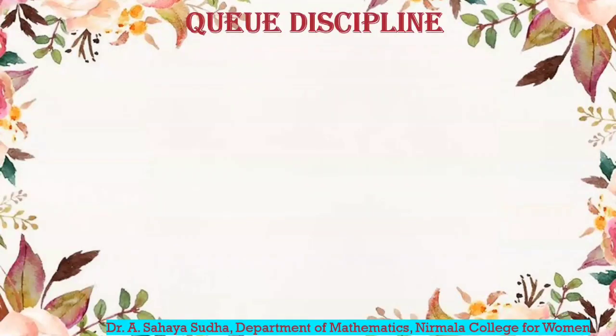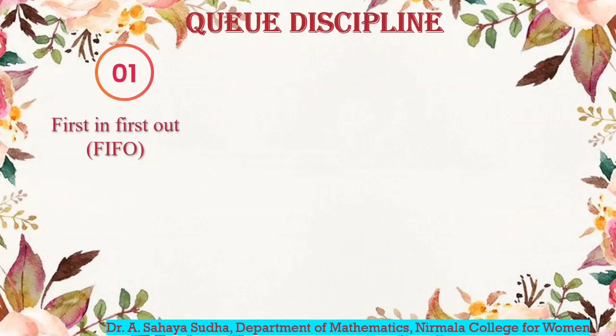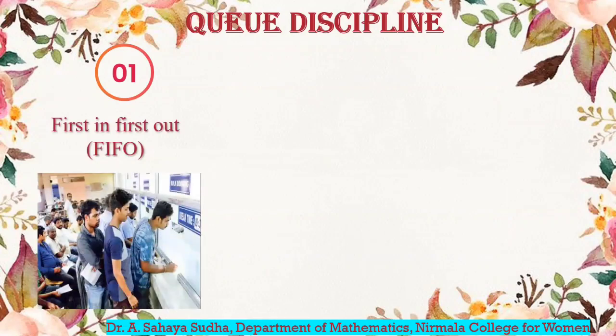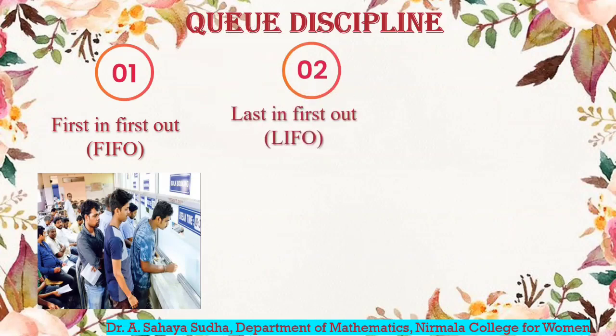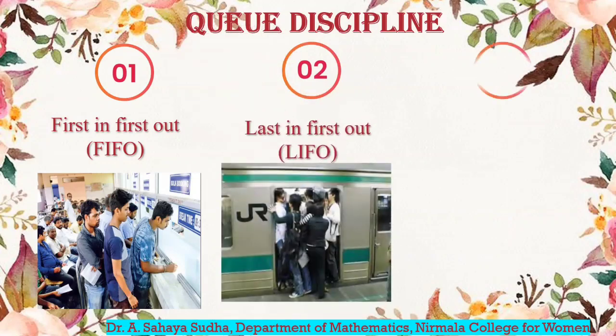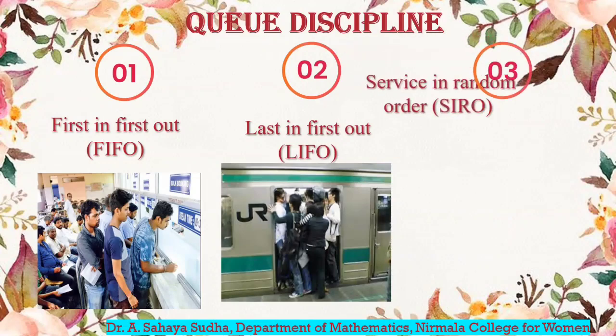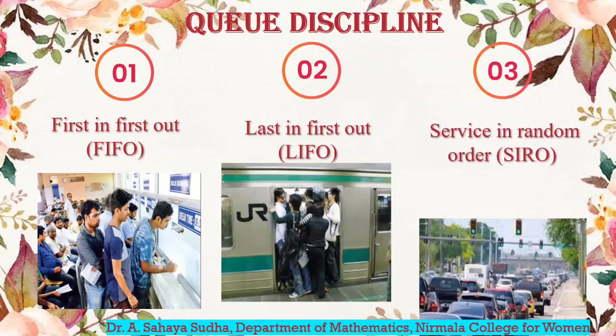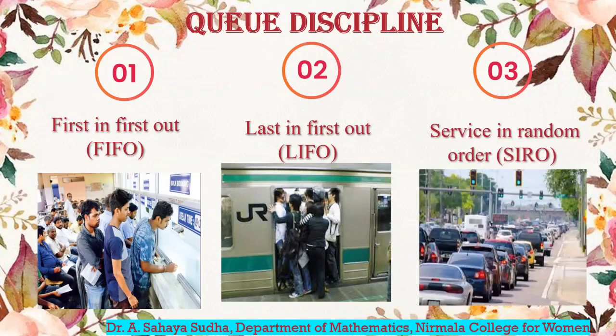Next, queue discipline. The most common queue disciplines are first in, first out, which can be visualized in railway reservation ticket counters. Next, last in, first out, like people boarding a crowded train. Next, service in random order, like car parking in malls and market areas.